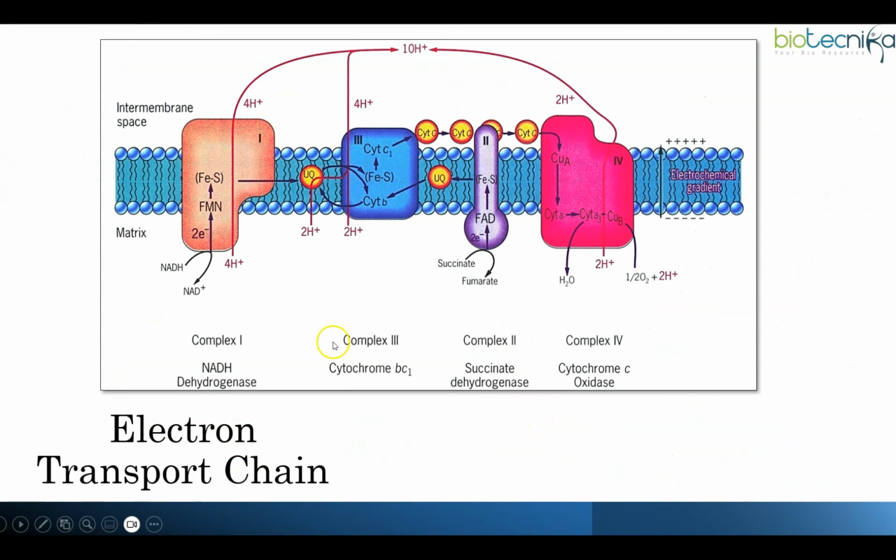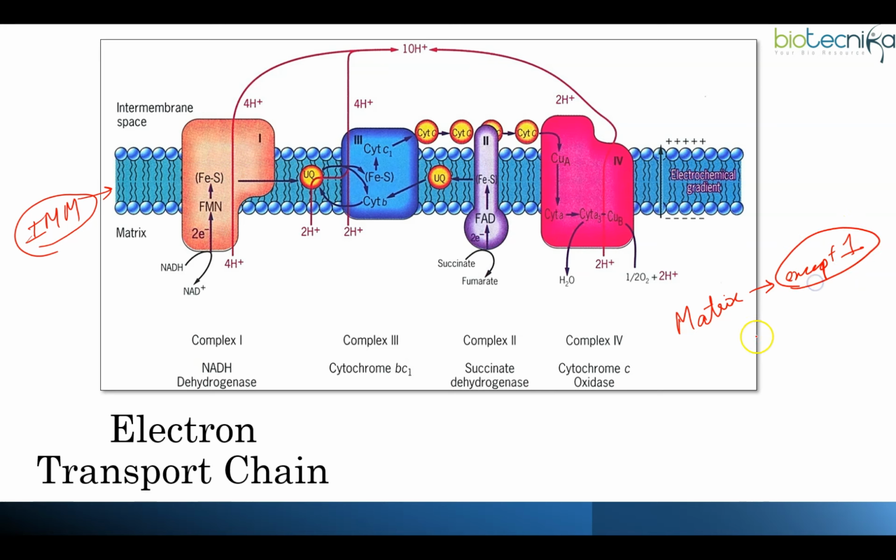Next is the electron transport chain. These are the electron transport chain complexes I was talking about, which are present in the inner mitochondrial membrane. I already told you that the Krebs cycle enzymes are present in the matrix except one of them. That one enzyme complex is not present in the matrix but is embedded in the inner mitochondrial membrane, and that enzyme complex is succinate dehydrogenase. The electron transport chain has 4 complexes, out of which the second complex is actually an enzyme of the TCA cycle, or the Krebs cycle.